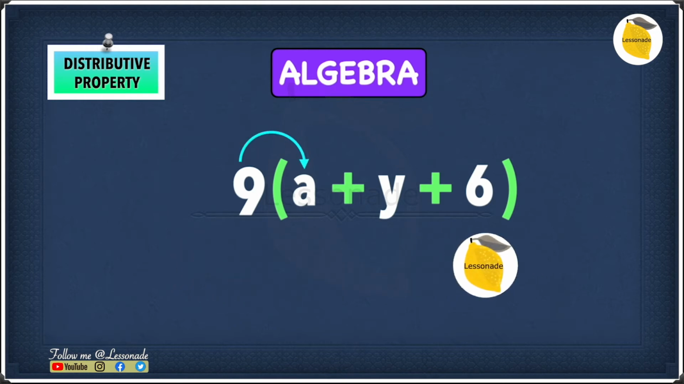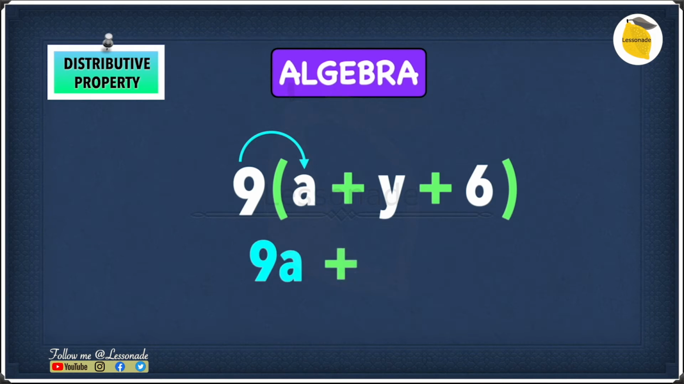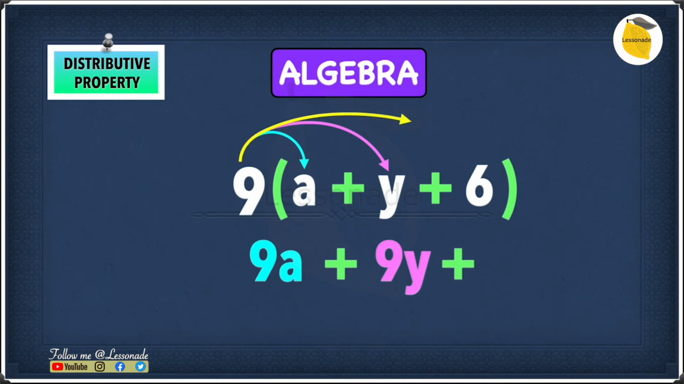Let's have a look at another example, such as 9 grouped a plus y plus 6. First, distribute the 9 to the a, so we get 9 times a, which is 9a. Then we distribute this 9 to the y. 9 times y will give us 9y. And finally, the 9 to the 6. 9 times 6 will give us 54. We get an answer of 9a plus 9y plus 54.